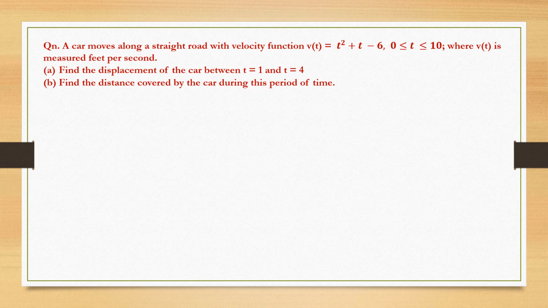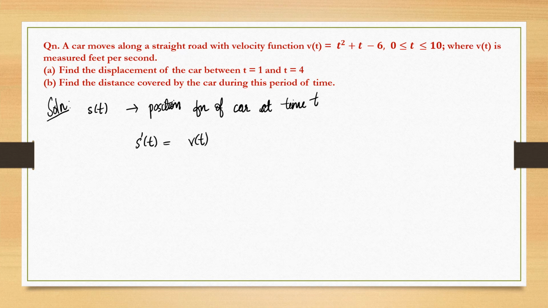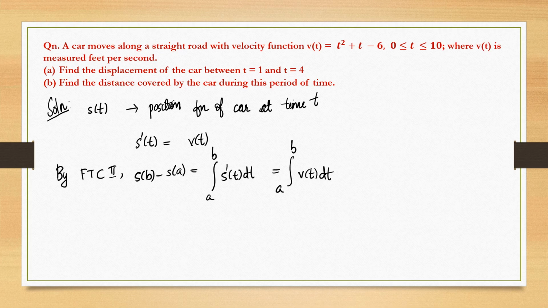For solving the first part of the problem, we will be using the net change formula. Now let us solve this problem. First we define function s of t as the position function of the car at time t. Then s dash of t equal to the velocity v of t. By fundamental theorem of calculus part 2, or by the net change formula, we have s of b minus s of a equal to integral a to b s dash of t dt, which is equal to integral a to b v of t dt.